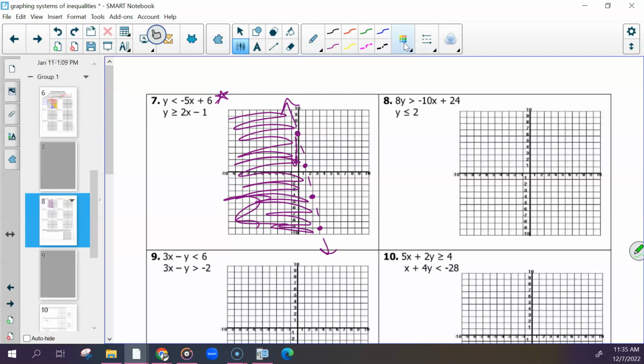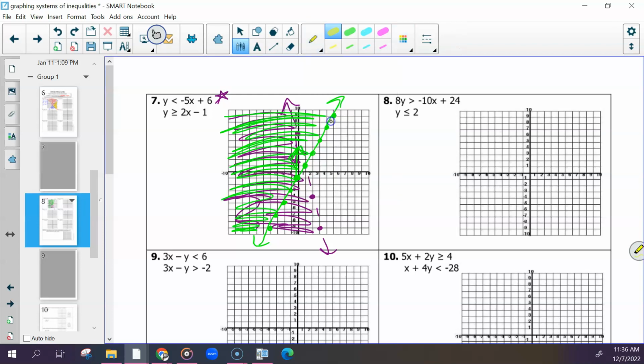And then graph your other one. Start at negative 1, your slope is 2, go up to the right one as many times as possible, and down to the left one as many times as possible. This one would be dashed or solid? Solid. Shaded above or below? It's greater than. Would you shade above the line or below it? Above. So at our y-intercept, above would be up. So that would be this area right here.